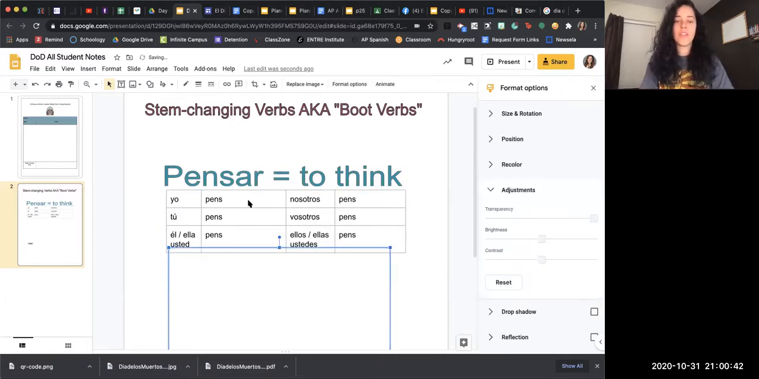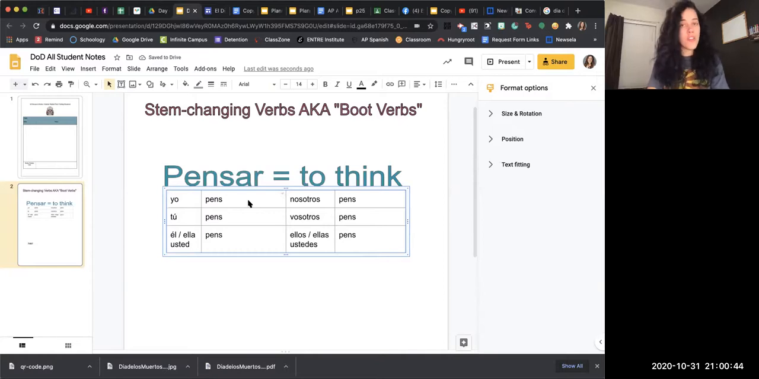And so if I were to conjugate this like any other normal AR verb, for yo, I put an O. For tú, I put an AS. For él, I just put an A. For nosotros, I put amos. For vosotros, I put áis, with an accent on the A. And for ellos, I put AN. Okay? Now the endings are correct. Perfecto. Except that the stem isn't.